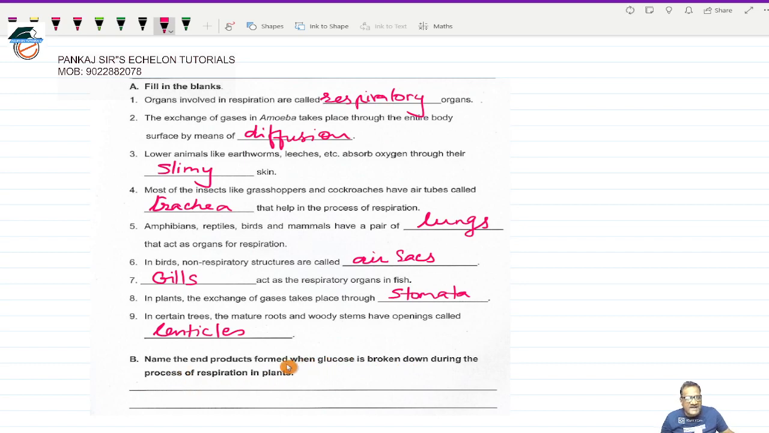Name the end product formed when glucose is broken down during the process of respiration in plants. When glucose is broken down by the process of oxidation, glucose will combine with oxygen, and the products formed will be carbon dioxide plus water plus energy. These are the three things which will be formed. Is that clear? That's all about respiration in plants and animals from this non-Selina book.